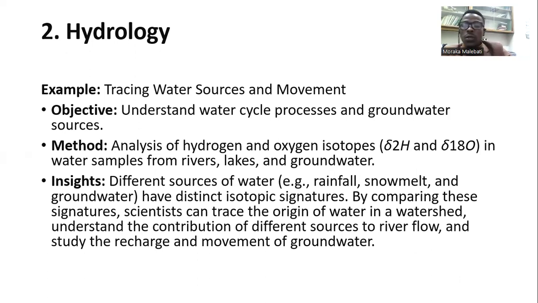Different sources of water like rainfall, snow melt, and groundwater have distinct isotopic signatures. So by comparing these signatures, scientists can trace the origin of water in a watershed, understand the contribution of different sources to river flow, and study the recharge and the movement of the groundwater.